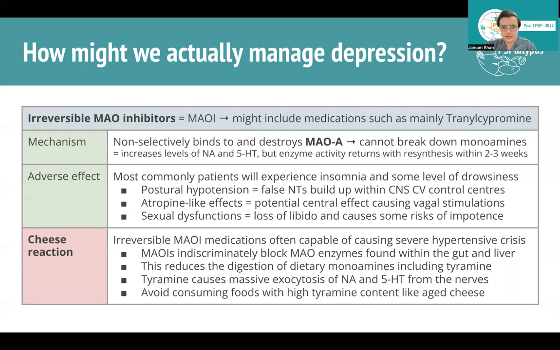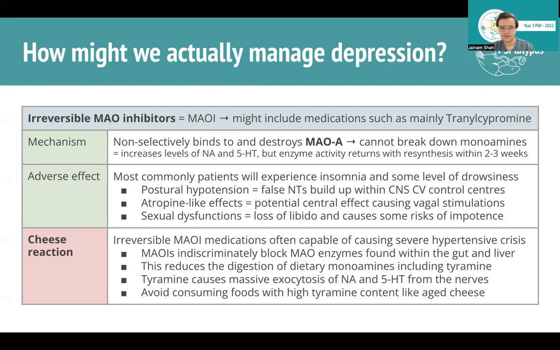On the other hand, you have these other medications called irreversible monoamine oxidase inhibitors, or in short form, MAOI, which includes medications like phenelzine. Really hard to pronounce some of these medications. The mechanism is it essentially non-selectively binds to and therefore destroys monoamine oxidase subtype A receptors. So I've bolded it because it's really important to remember that it's A.